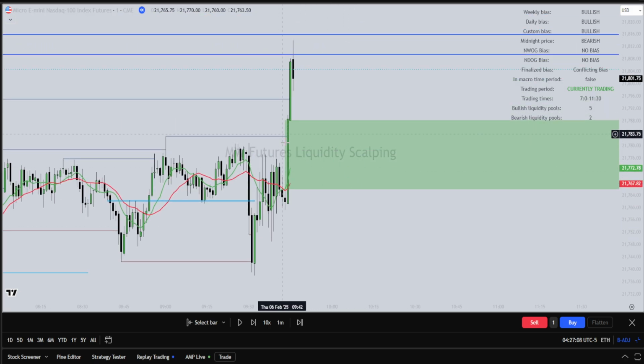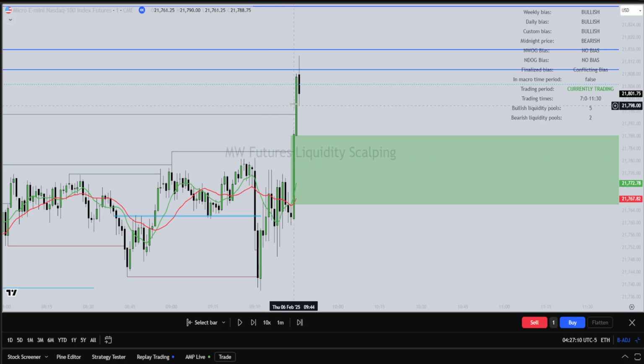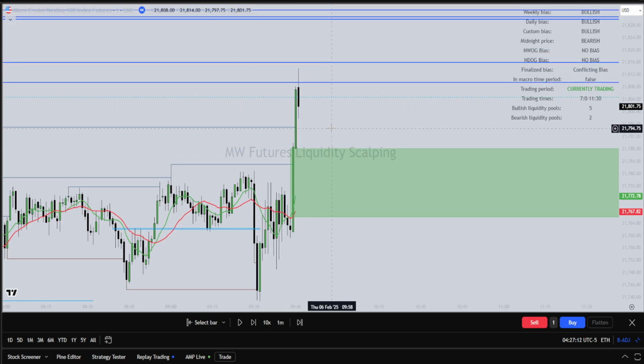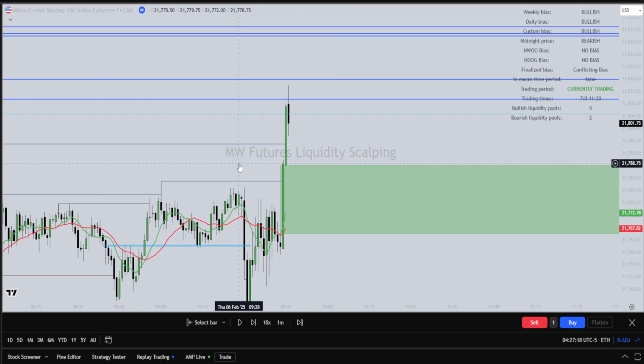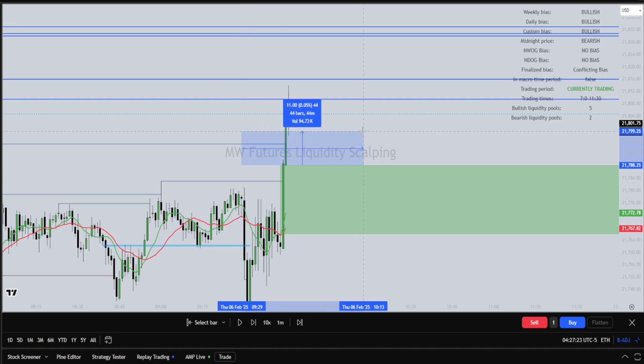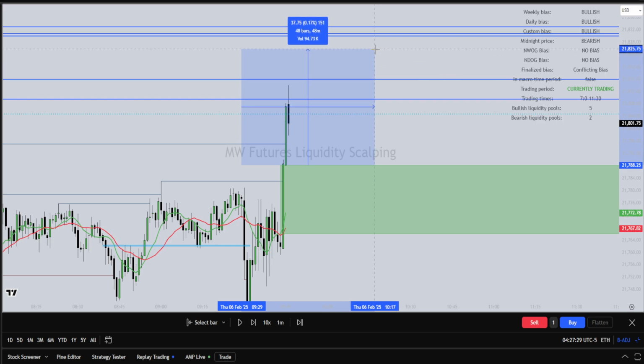So first presentation is formed and it took out 3 buy-side liquidity pools already. So at this moment, my minimum handle for first take profit is 35 handles. So if I want to have a trade, I know that at least the first profit target should be here. So 35 handles away from this.